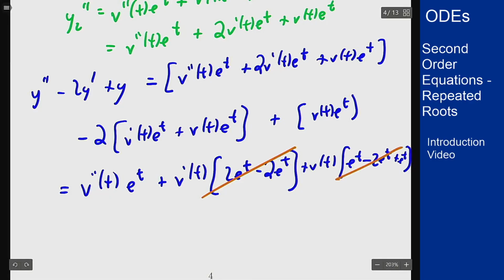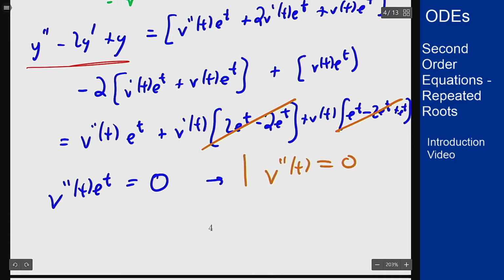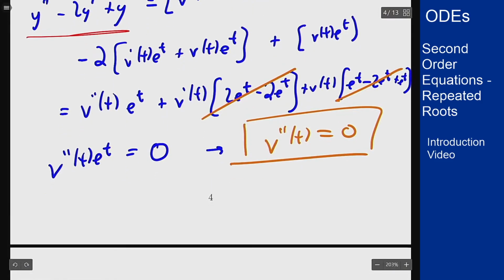Which means I'm left with just v double prime of t times e to the t equaling 0, because I want to solve the original equation equaling 0. Since e to the t is never 0, this leads me to the equation v double prime of t equals 0. It's still a second order equation, but it's a lot simpler than the one before. I know how to solve this one. This is the direct integration problem. This means my solution v of t is just a t plus b for any constants a and b. Those are my constants of integration from this problem.